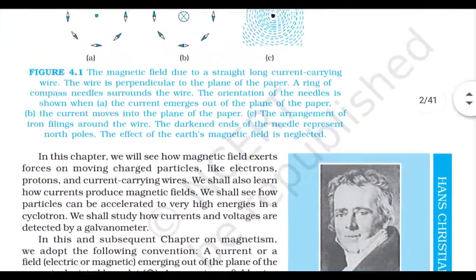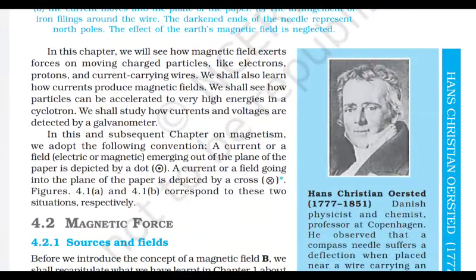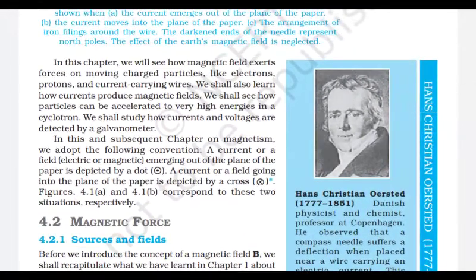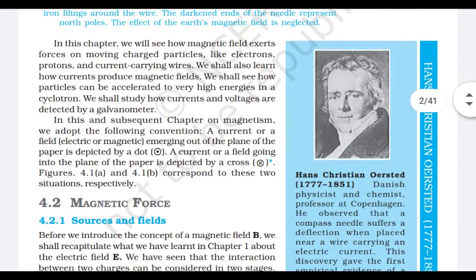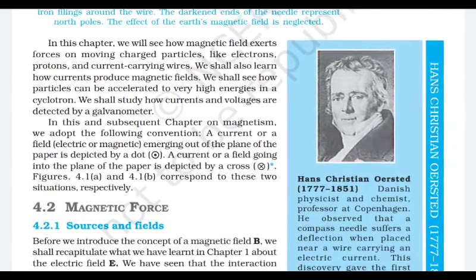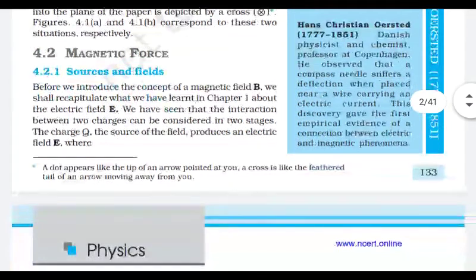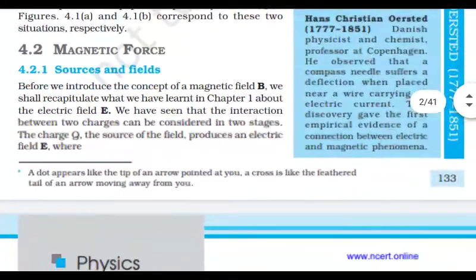So this is how Ørsted showed that a moving charge produces a magnetic field, remember. In this chapter we are going to first learn how a magnetic field exerts force on a moving charged particle like electrons, protons or current carrying wires, and we shall also see how particles can be accelerated to very high energy in cyclotrons. So that was the introduction. Now we'll start section 4.2.